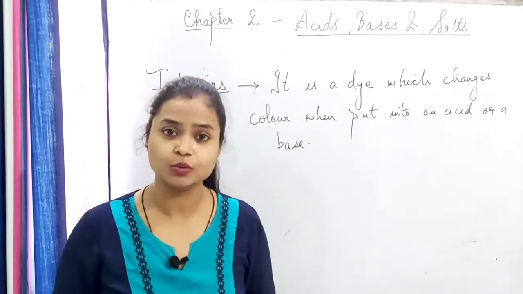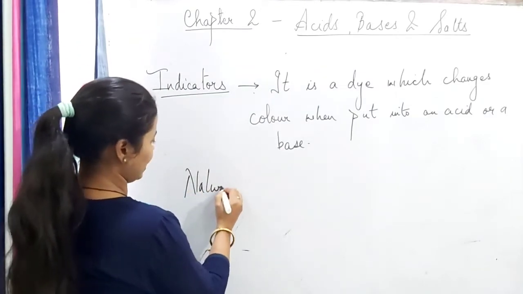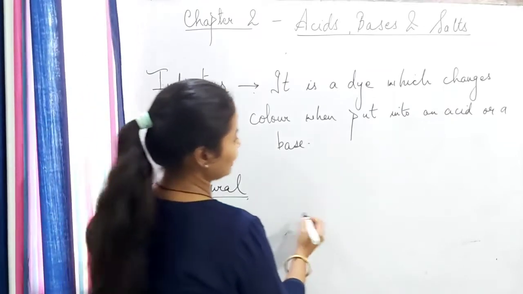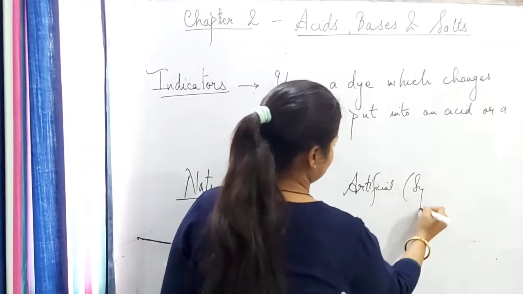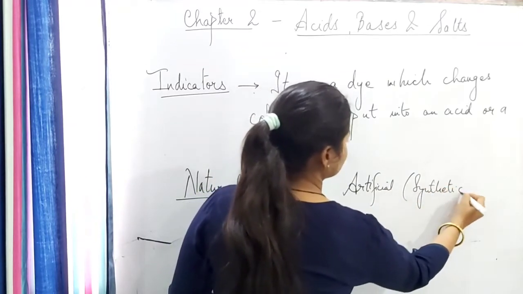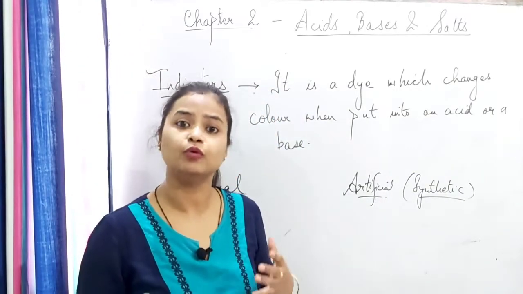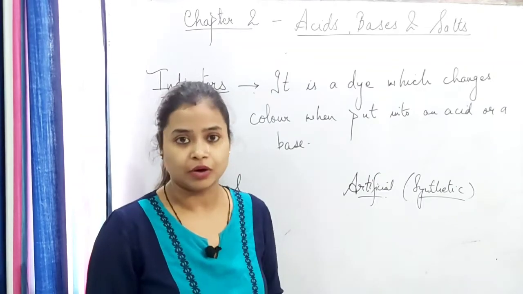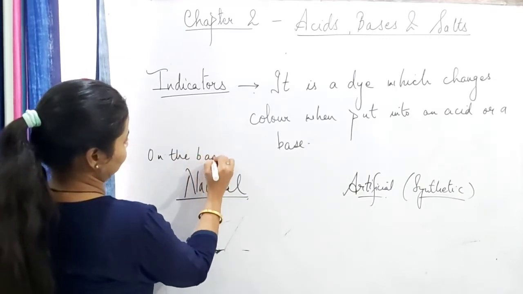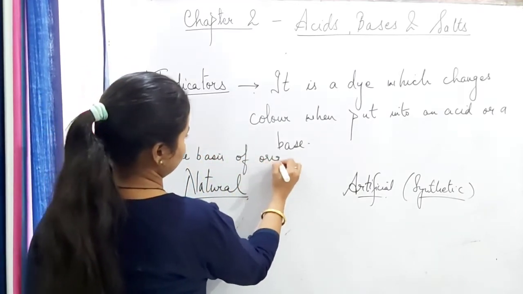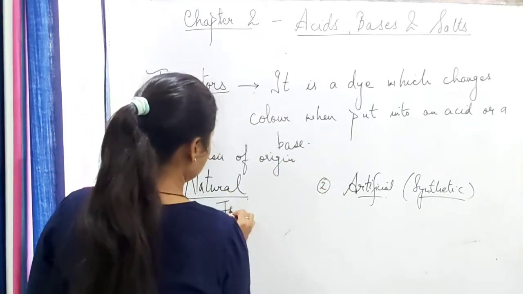Now, indicators can be of different types depending upon their origin. Depending upon their origin, indicators can be natural indicators, or artificial, or I can say synthetic indicators. So indicators are of two types on the basis of origin, that is, from where they are taken: natural and synthetic indicators.